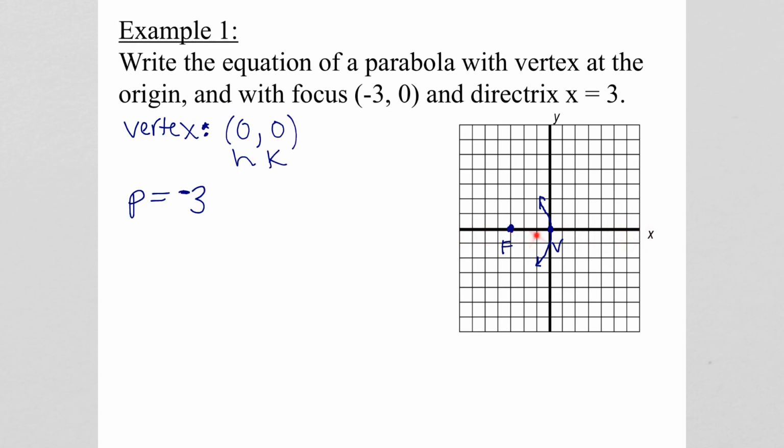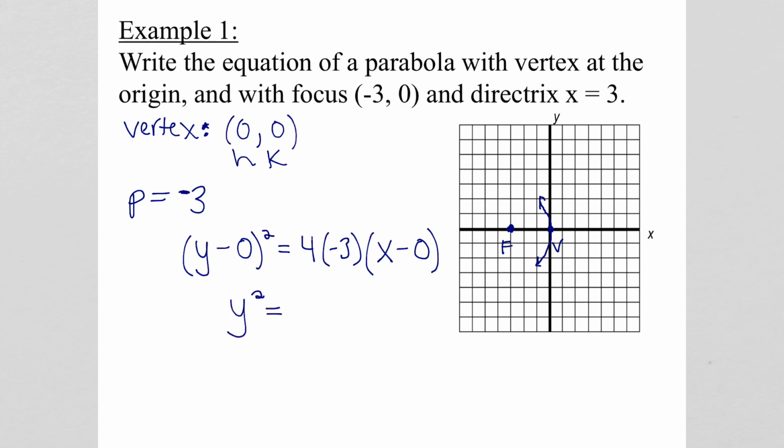If I have a horizontal axis of symmetry, I actually start with y minus k squared. You can look back at your equations to be sure. And so I'm going to start with y minus k squared, which is y minus 0 squared, equals, I'm going to write 4 times p, which is negative 3, and then that's times x minus 0. And to simplify that, y minus 0 squared is y squared equals 4 times negative 3, which is negative 12 times x, and that is the equation of your parabola.